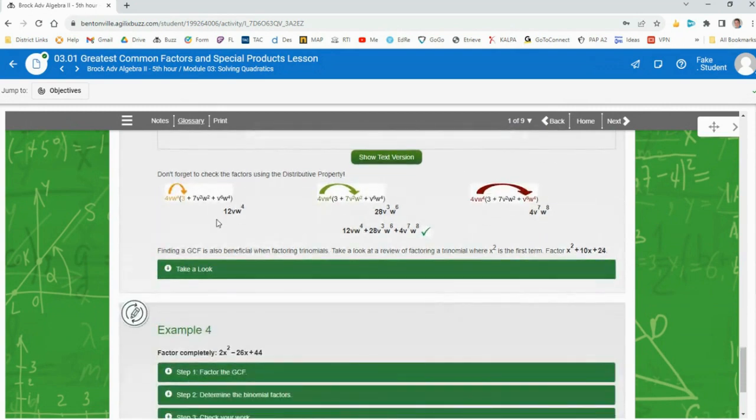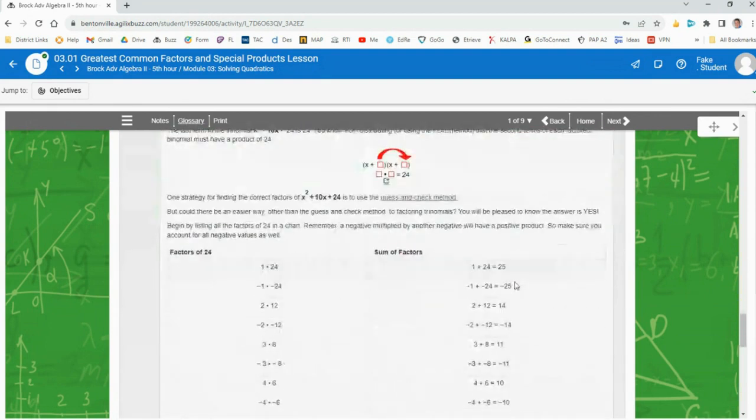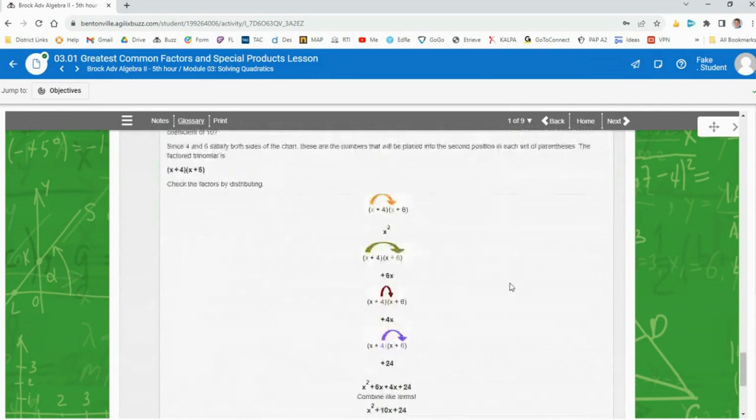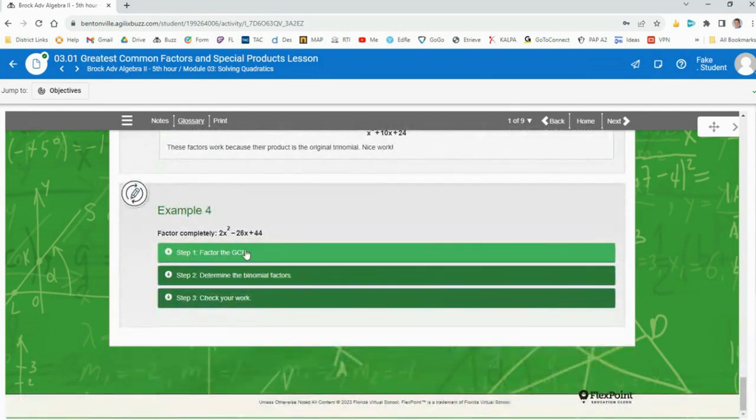And don't forget to check using the distributive property, multiplying it back together to see that I got back the original polynomial. So it works. All right, so that's checking that. Factor this completely. Oh, this one's pretty good. Let's go ahead and work that together. They have it there so you can go through the steps, but we'll do it as a class here. There we go. All right.